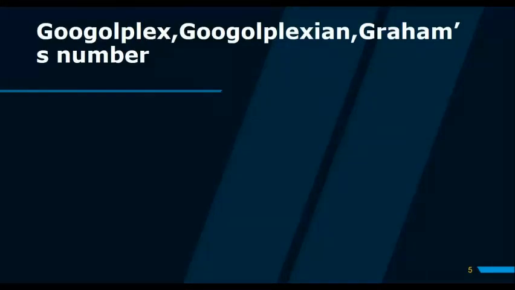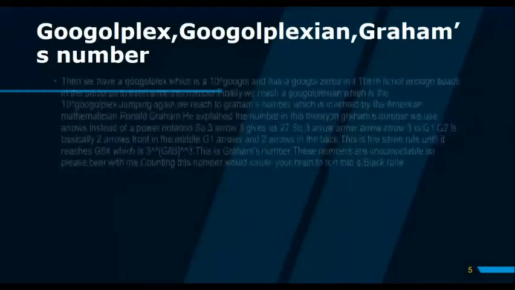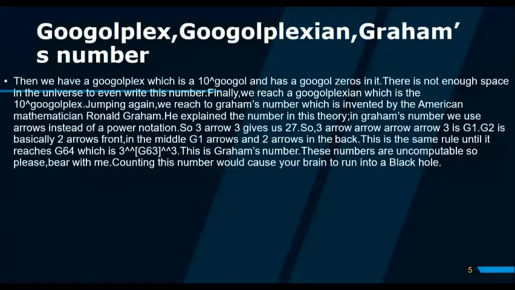Googolplex, Googolplexian, and Graham's number. Then we have googolplex, which is 10 to the power of googol and has a googol zeros in it. There is not enough space in the universe to even write this number. Finally, we reach a googolplexian, which is 10 to the power of googolplex.